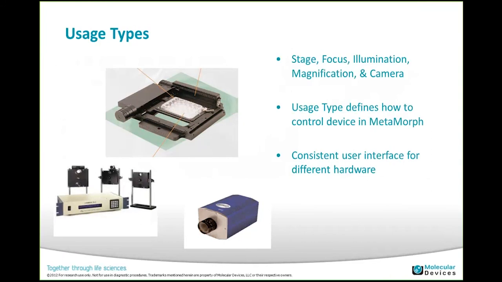The usage type really dictates how they're controlled within Metamorph, whether it's a stage, focus, illumination, magnification, or camera. And then you also have a consistent user interface for different hardware. That's one of the advantages of the software: you can have a microscope by one manufacturer, a stage by another, the filter wheels by a third, a camera by a fourth. Instead of having multiple pieces of software to control all those different components, you have one user interface, one software to handle that. So that is one of the advantages of Metamorph, that it has a large list of hardware that it does control.